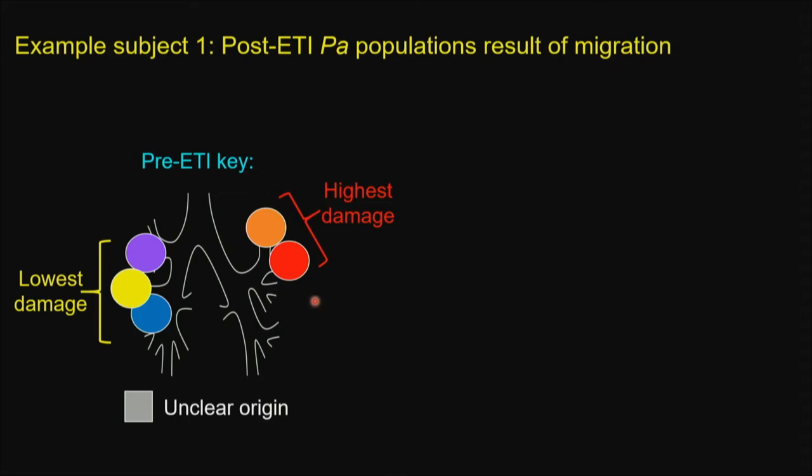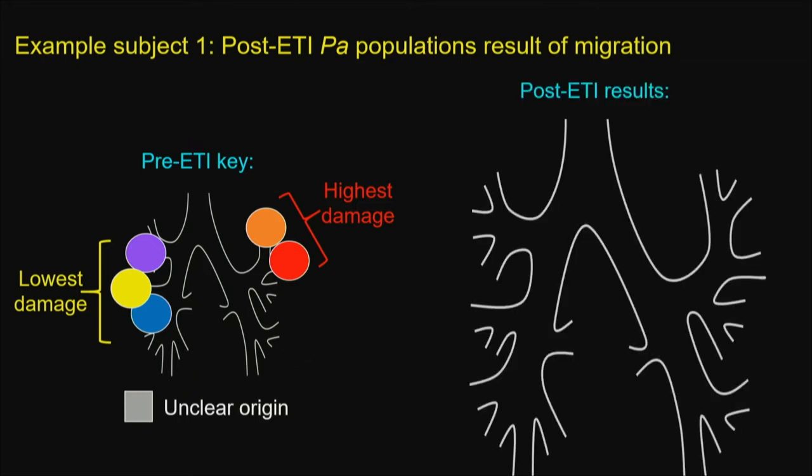To begin, we have our pre-ETI key where each region is color-coded a unique color. And then these two regions are our highest damage regions in this patient, and these three are the lowest damage regions. And in some cases, I was unable to identify the location of origin, and that will be colored gray. What we saw in the first region was that all of these isolates descended from the orange region, which in this case indicates local persistence within that region.